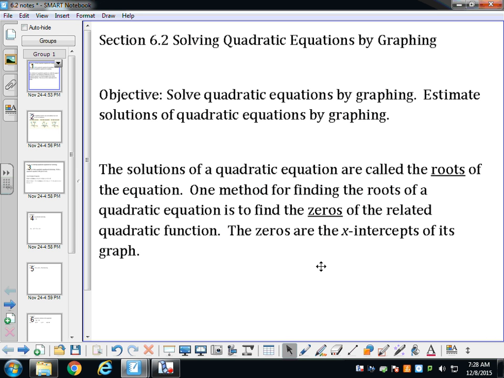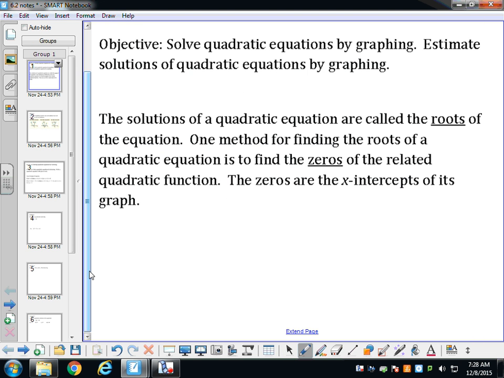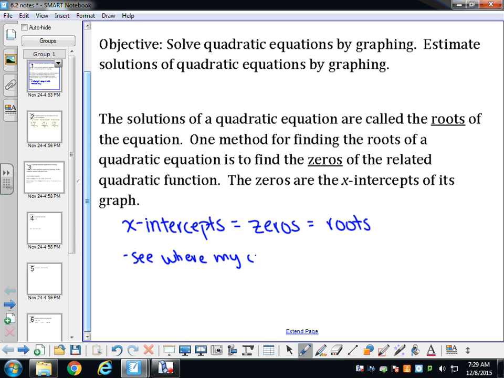One method for finding the roots of the quadratic equation is to find the zeros. The zeros are the x-intercepts. So basically what this paragraph means is the x-intercepts are the same thing as the zeros, which is the same thing as the roots. So I want to see where my curve crosses the x-axis. That's what I'm doing whenever I'm solving these quadratic equations.